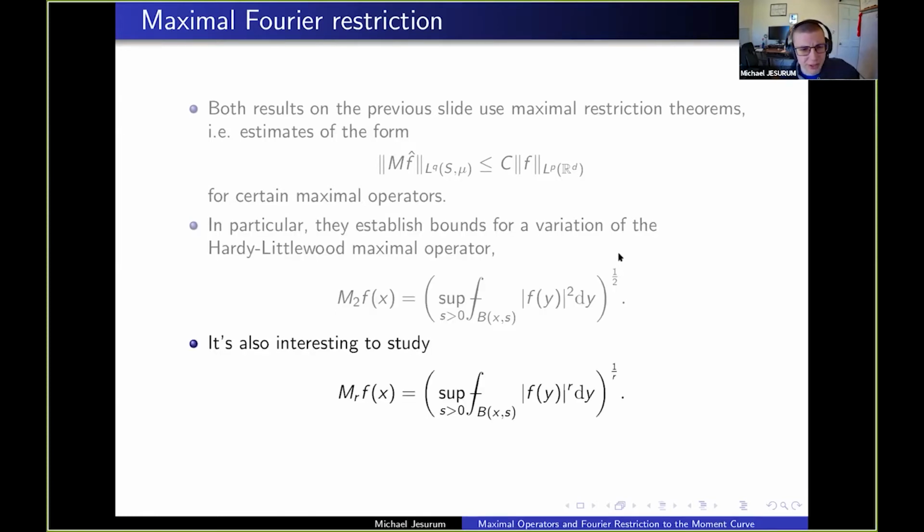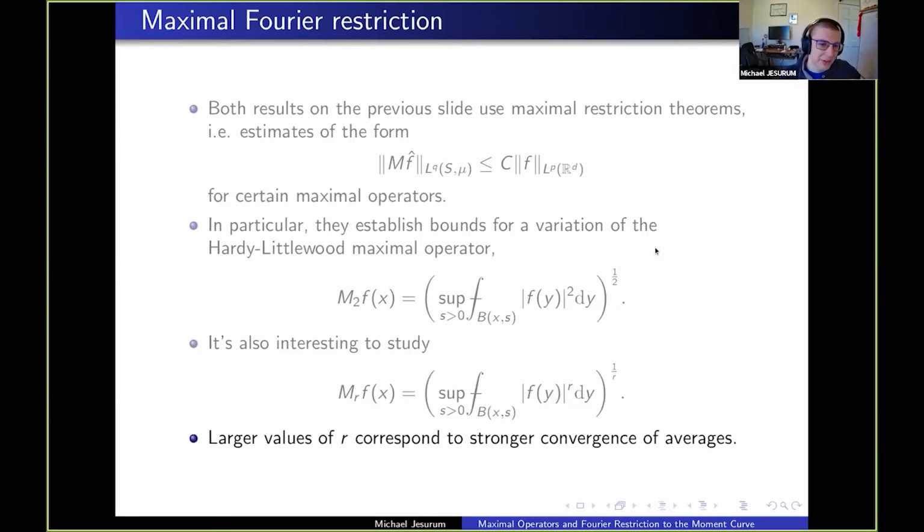And as it turns out, we also can replace that 2 with r for r between 1 and infinity and ask the same question. The M2 operator is enough to give us the results in the previous slide, but the bigger values of r tell us that these averages, the Lebesgue points, those averages are converging faster. So it's still useful to study r bigger than 2, even though 2 is the minimum we need to get this pointwise sense.